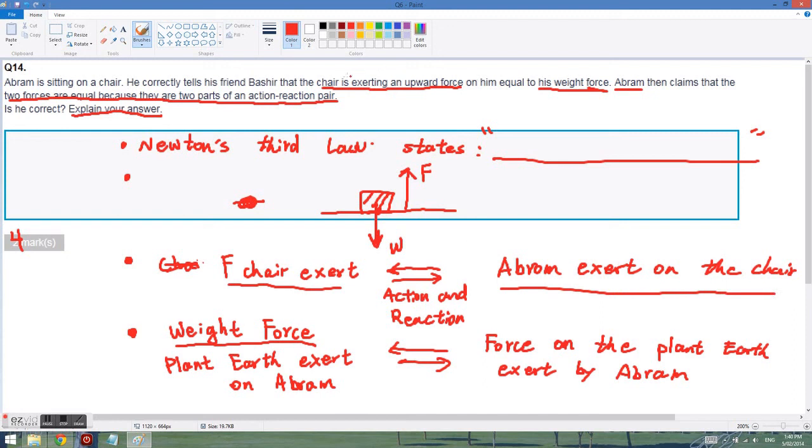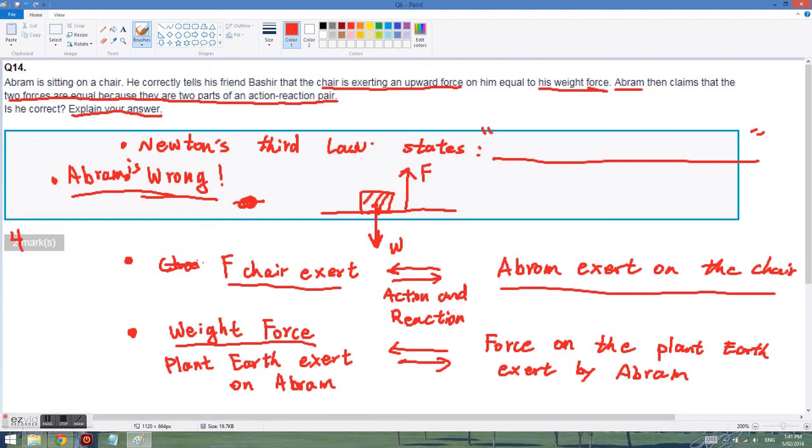So in other words, the force that the chair exerts is not an action and reaction pair with his weight force. So he is wrong. Yes, that's right, Abraham is wrong. Even though the magnitudes are the same, they are not an action and reaction pair.